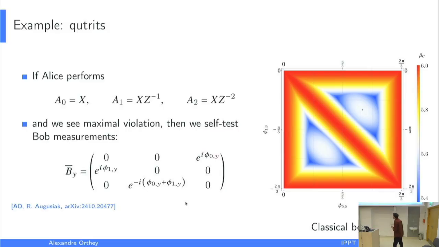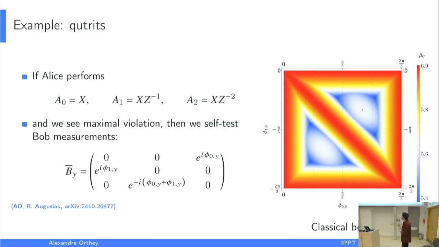Well, for dimension 3, for qutrits, if you fix Alice's measurements as XZ to the minus 1 and XZ to the minus 2, then Bob's measurements can be written as a linear combination of those measurements. And depending on the coefficients that you choose, you have different classical bounds. So we can certify all these classes of measurements with different classical bounds. But for dimension 3, the quantum bound is going to be, in this case, 6, if I am not wrong.